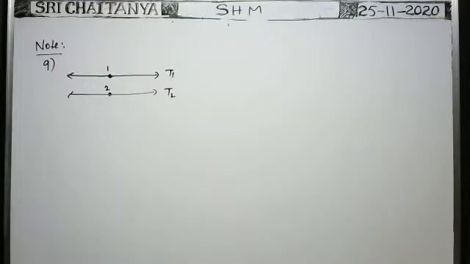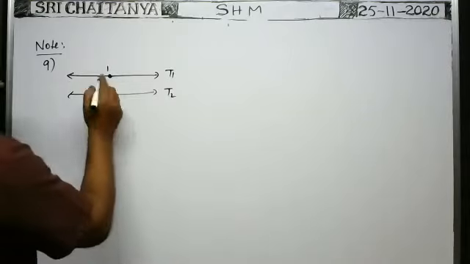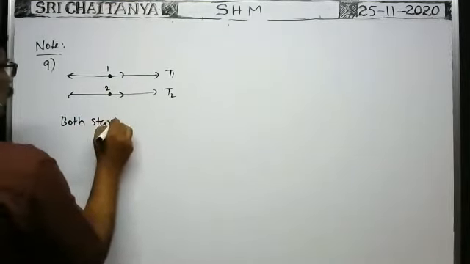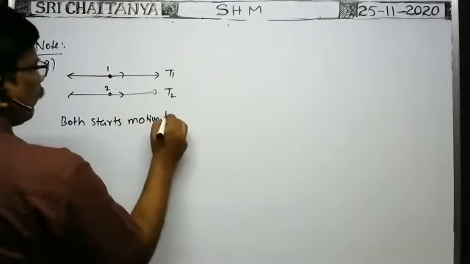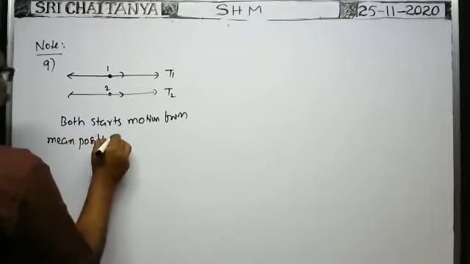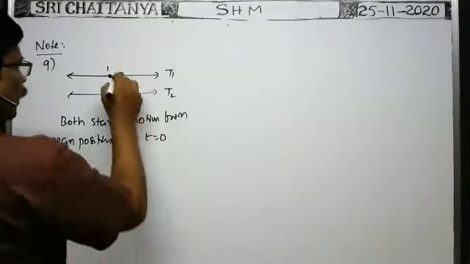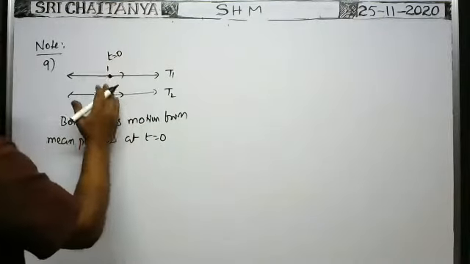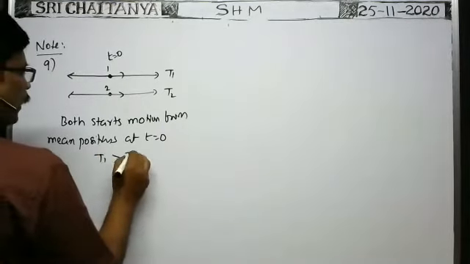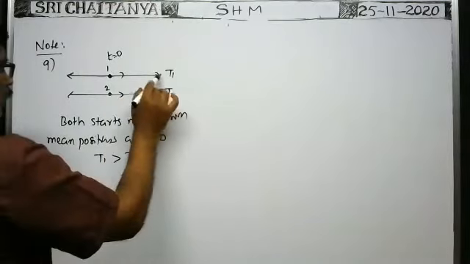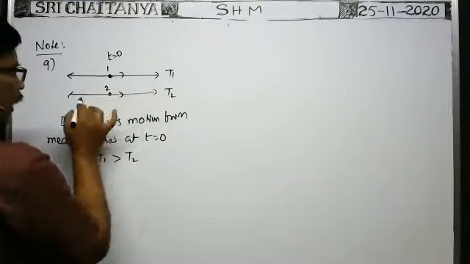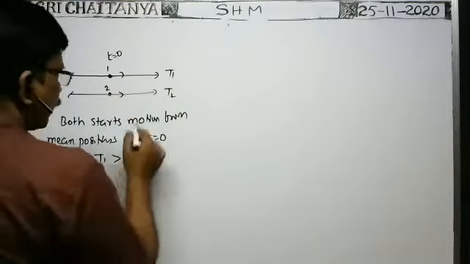Both oscillate with different time periods, but both start motion from the same place, from the mean positions, at t equal to 0. At t equal to 0, both start motion from the mean position only. But suppose time period T1 is greater than T2. Time period T1 greater means the time taken by this particle to complete one oscillation is more. That means slowly it oscillates, but this one oscillates quickly, as its time period is less.